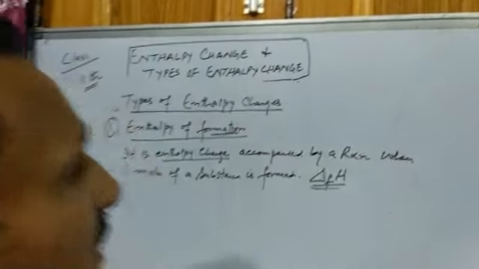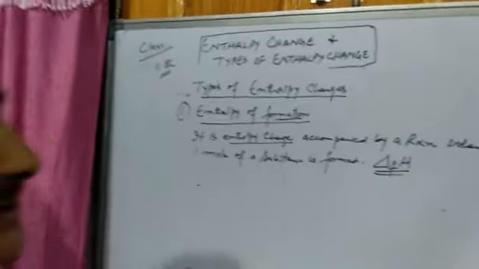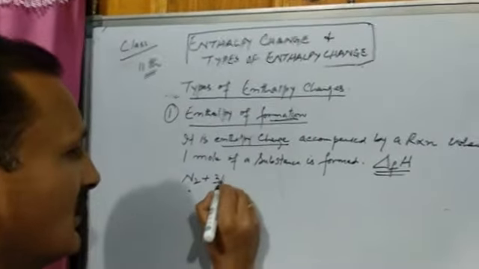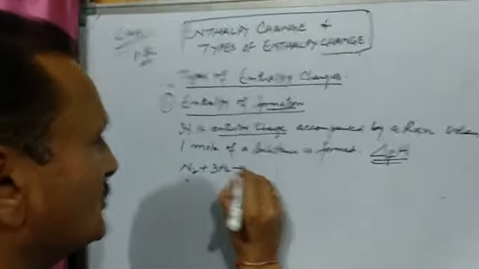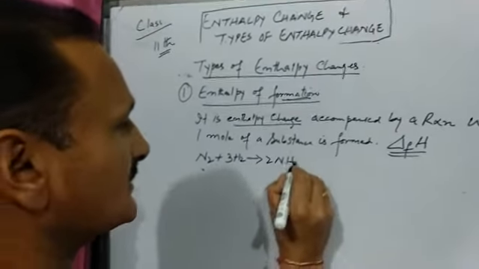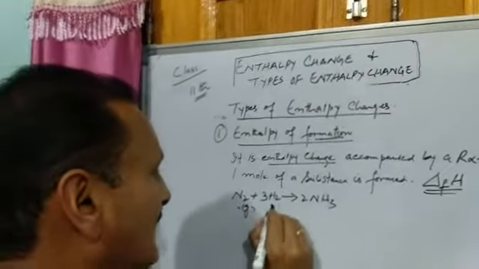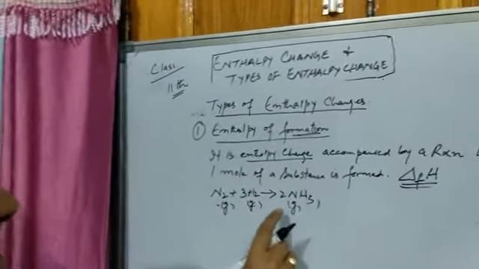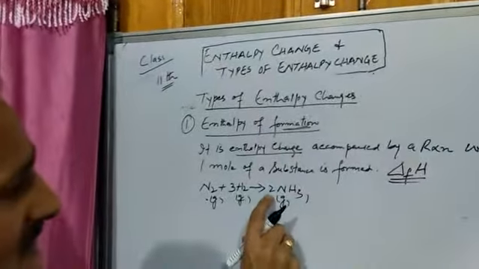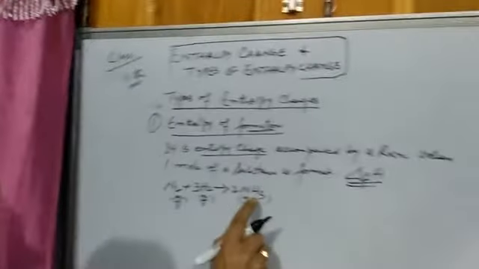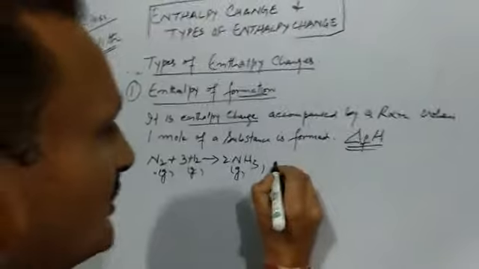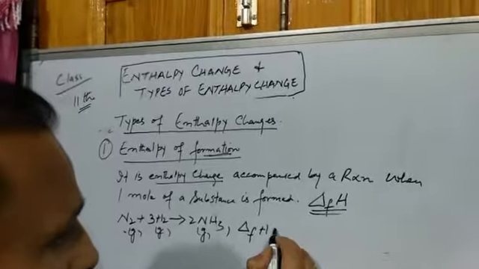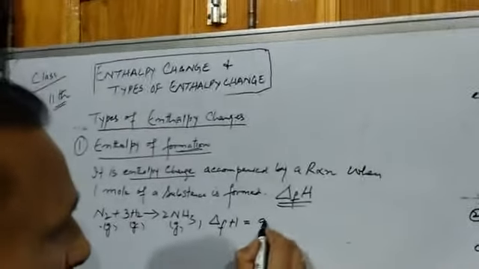Let me give an example of enthalpy of formation. This is an example. Nitrogen plus thrice hydrogen gives twice ammonia, all gases. Now, how many moles of ammonia have been formed? 2 moles of ammonia have been formed. So delta fH in this reaction is minus 92.2 kilojoules.